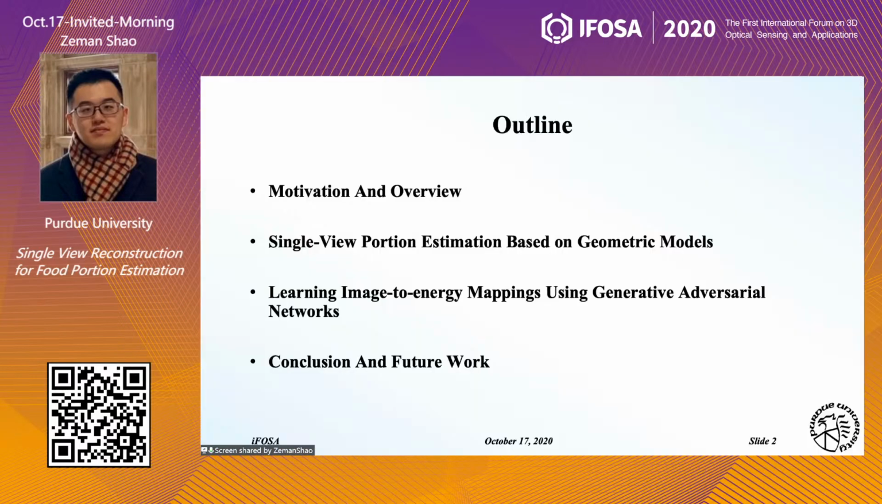So I'll go through the motivation and overview of my topic, and I'll introduce two methods of single view portion estimation. One is based on geometric models. Another one is about learning image to energy mapping using generative adversarial networks. And in the last, I'll introduce the conclusion of our current work and talk about the future work.